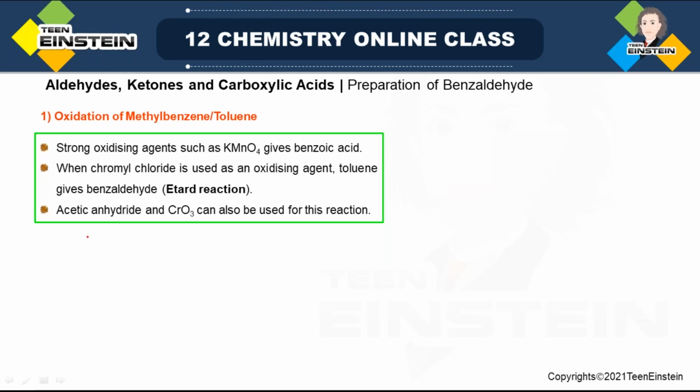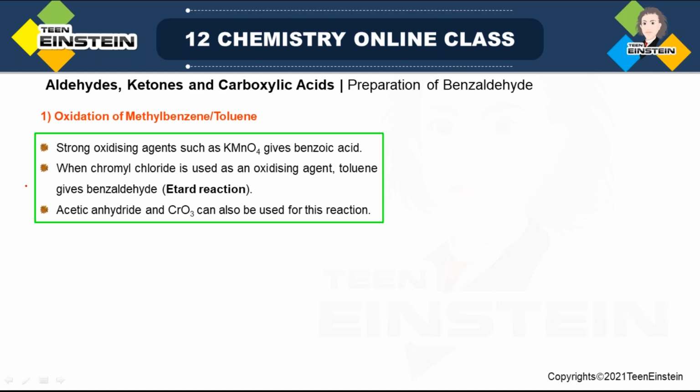Hello everyone. Today we'll start with preparation methods of benzaldehyde, and we will also see the physical properties of aldehydes and ketones, and after finishing that there will be chemical properties of aldehydes and ketones. Preparation of benzaldehyde, the first method that we have here is oxidation of methyl benzene, which is also known as toluene, so you can also say it is oxidation of toluene.